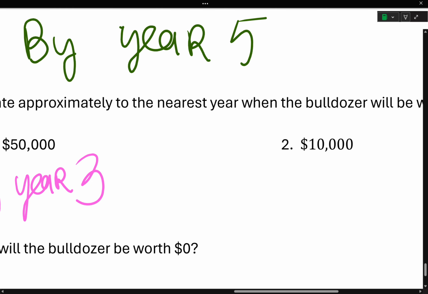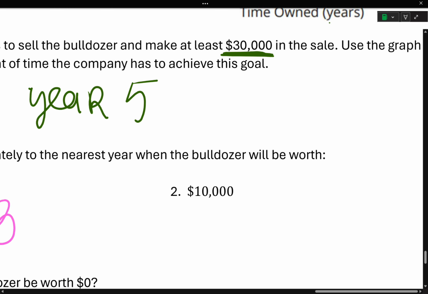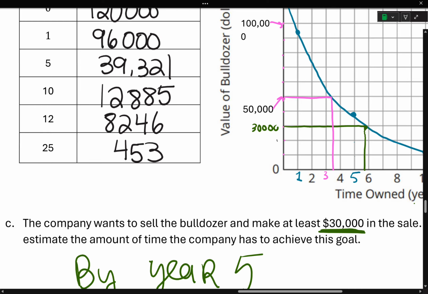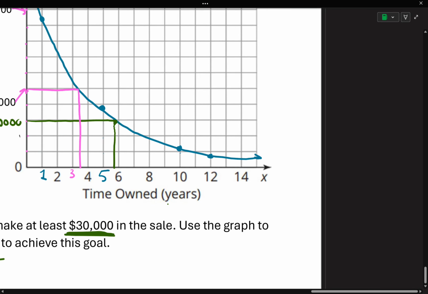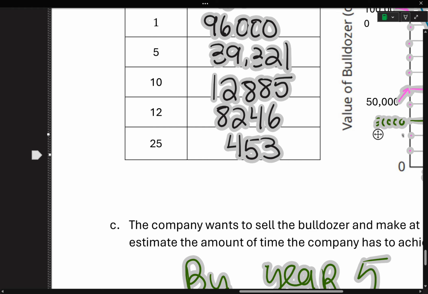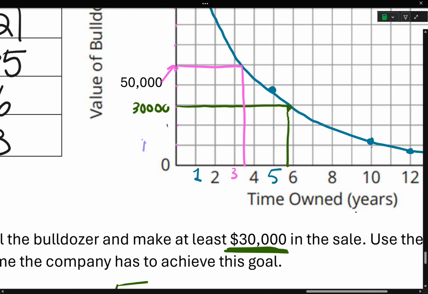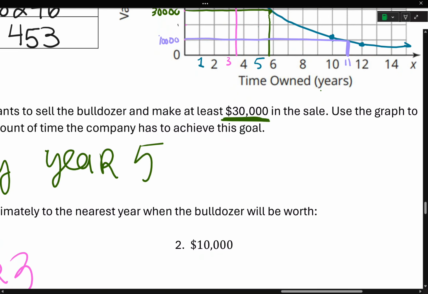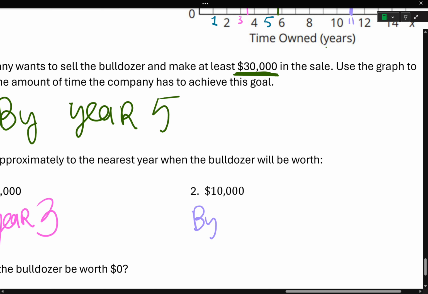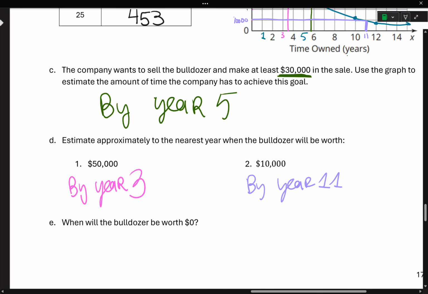And what if we only wanted to get $10,000 out of it? Well, based on my table, it's definitely between year 10 and 12. Let's see how well I graphed this. This is 10,000. Oh, yeah. Good job, me. It falls around year 11. So between 10 and 12. By year 11.